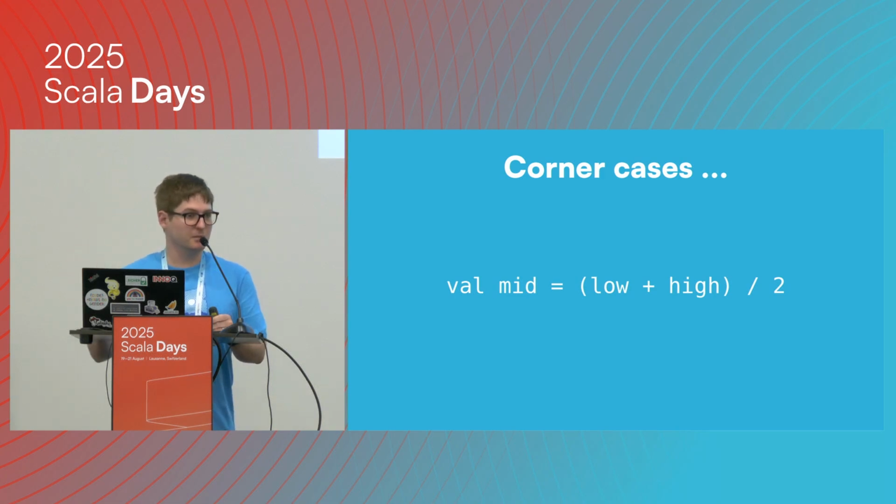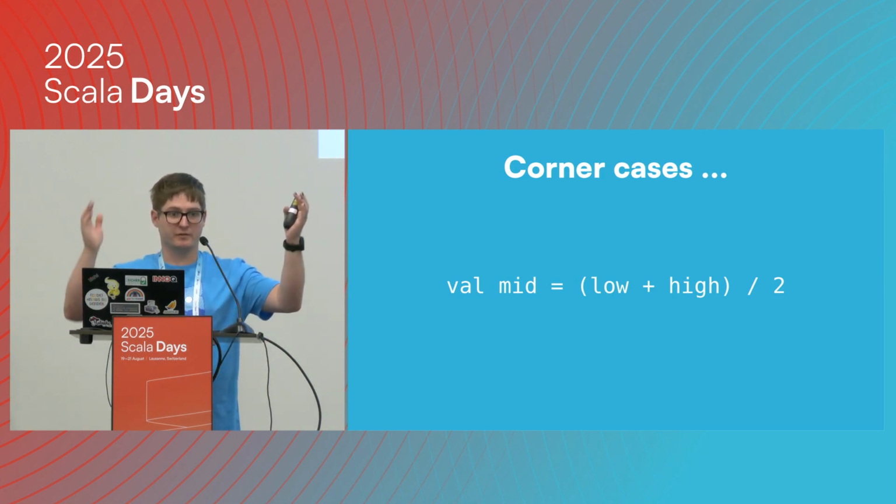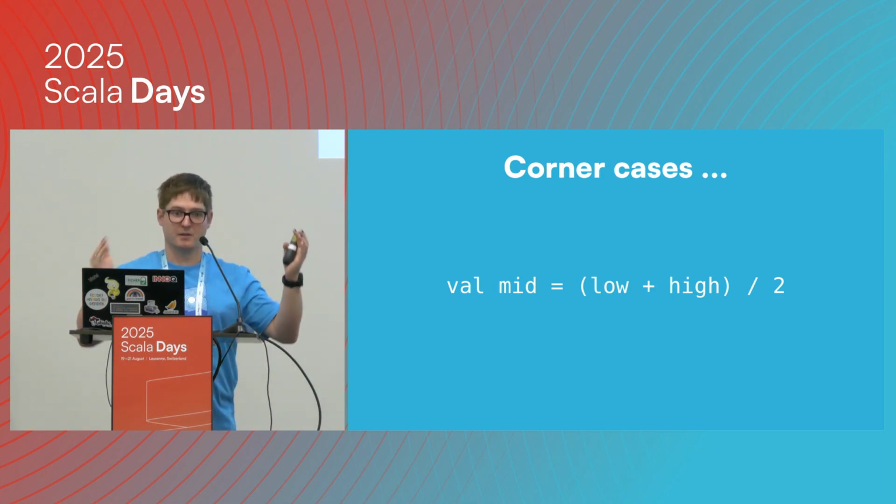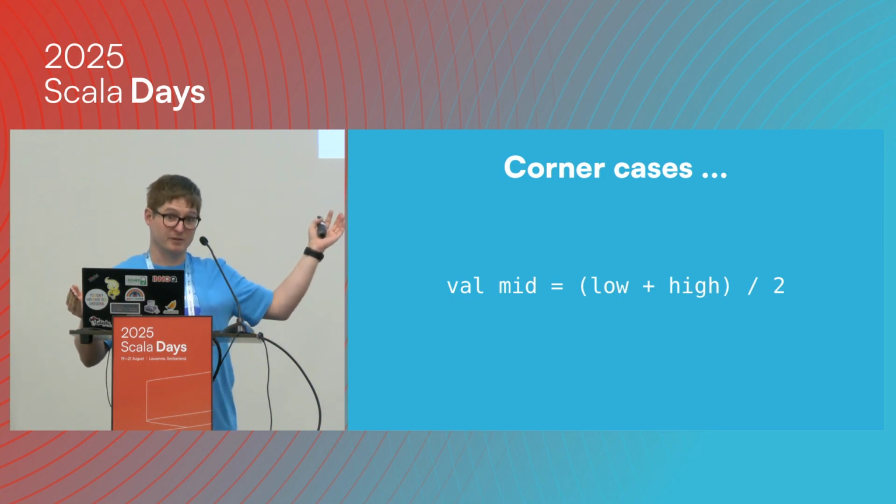So this is a line of code that you might find in a binary search implementation, right? In binary search, you have a low point, you have a high point, and you're now looking in the middle. Can anyone tell what's wrong in this piece of code?